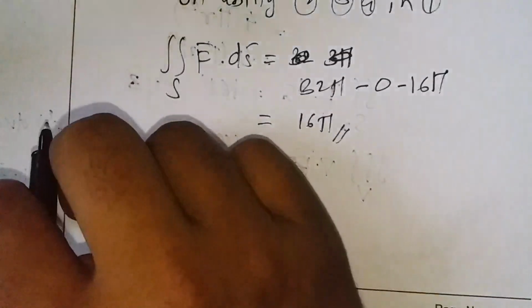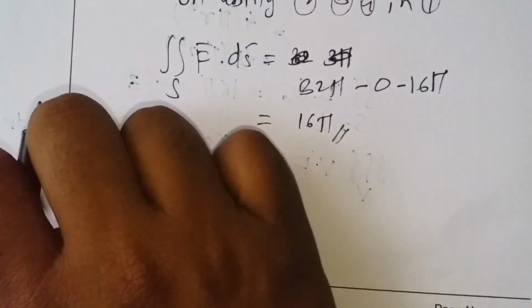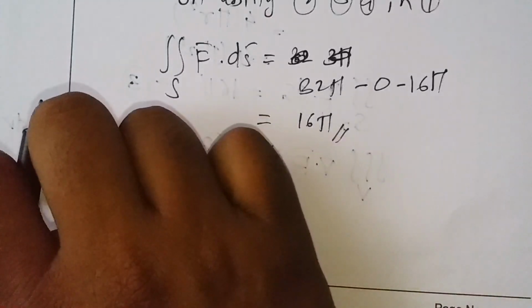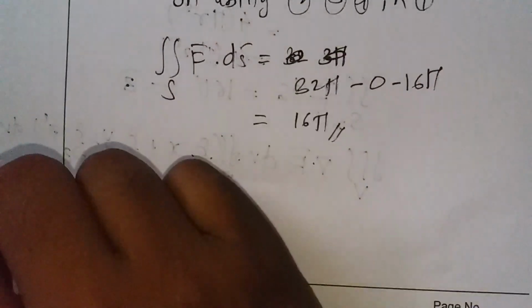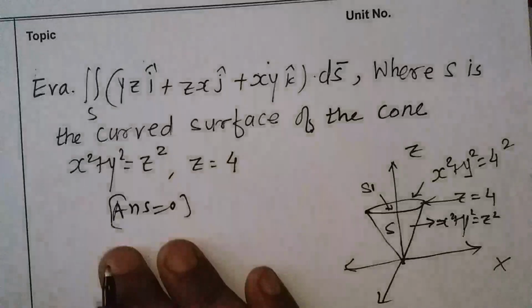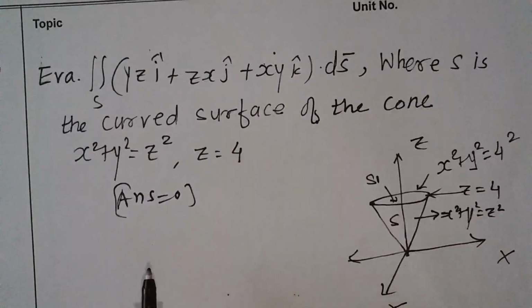So this will be the required surface integral of f bar over the curved surface of the cylinder x square plus y square equal to 4, bounded by the planes z equal to 0 and z equal to 2. Now I will give you one example of this type for practice, and try to complete this at home. So this is the problem for homework.